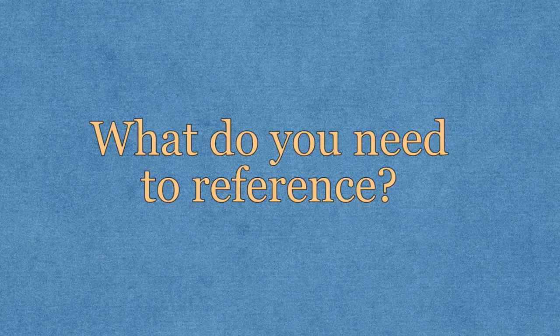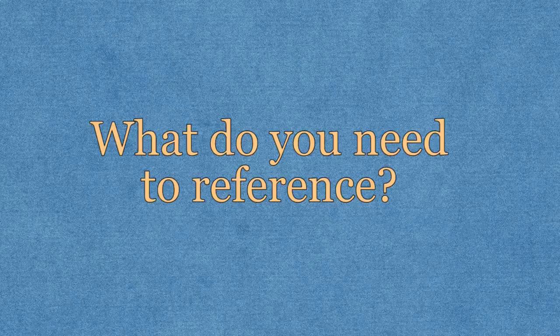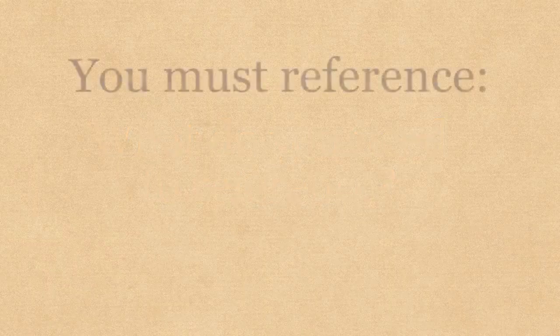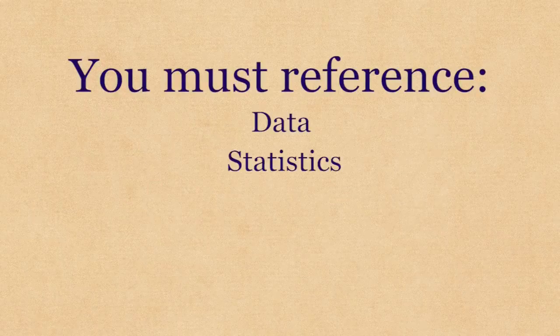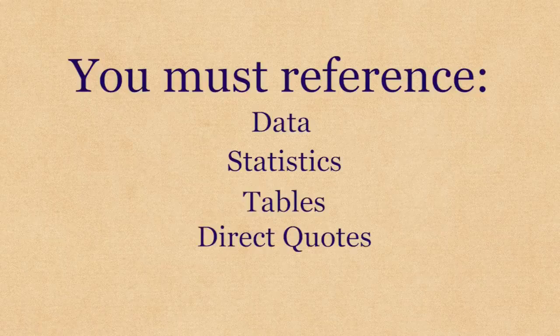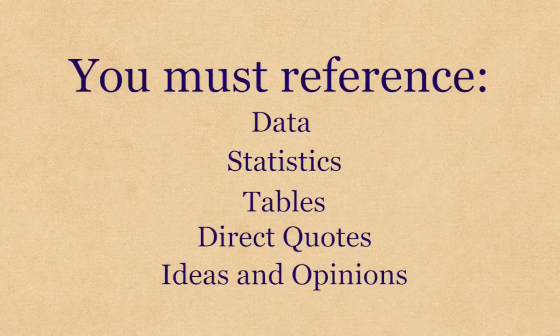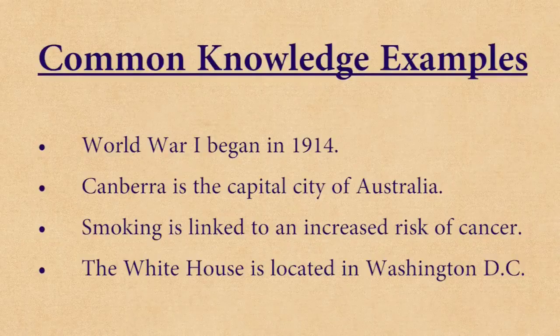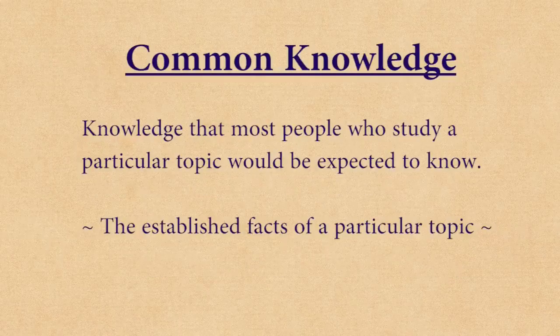The most common question from students is, what do I need to reference? You must reference both ideas and information. For example, you must reference data, statistics, tables, direct quotes, and the opinions and ideas of other researchers and knowledgeable people in the field which you are studying. You do not have to reference what is known as common knowledge. This is somewhat difficult to define, as what may be common knowledge in one field will not be in another. Essentially, however, common knowledge is what most people who study a particular topic would be expected to know, and which has the status of established fact.